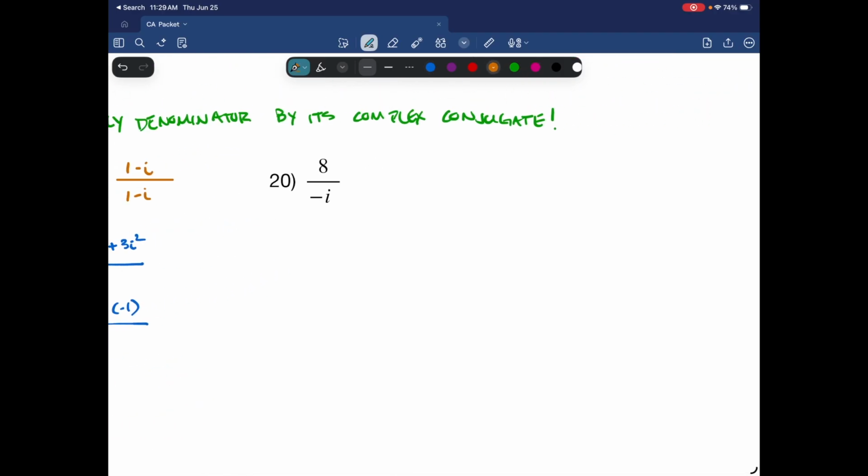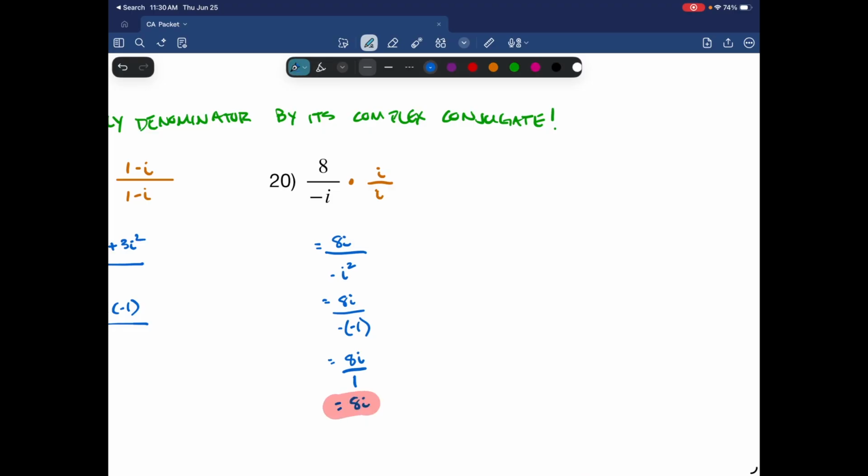All right, 20. I still want the i's out of the bottom. I don't really care about the negative though. So I'm going to multiply by just i. And so that's going to give me 8i on top and negative i squared on the bottom. Okay, so this is going to give me 8i over negative times negative 1, which is just 8i. The two negatives cancel and make that a positive 1, and anything over that is just going to be 1. So 8i is my answer.